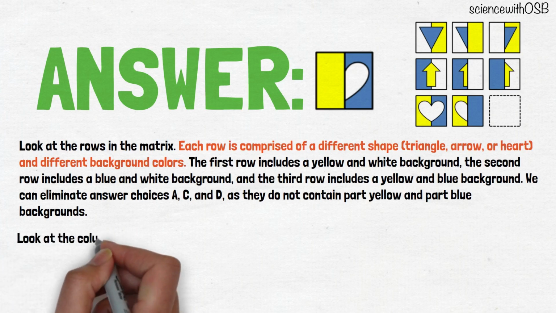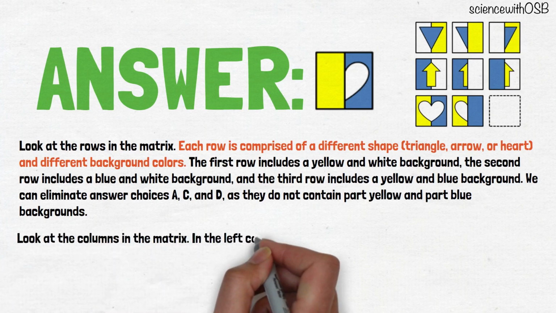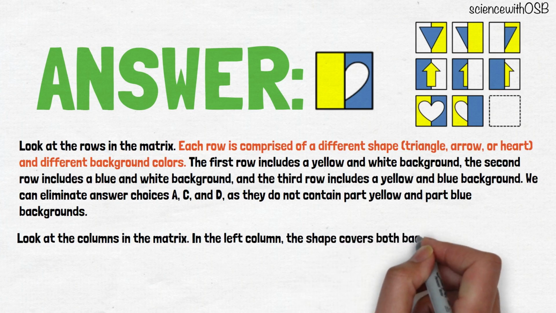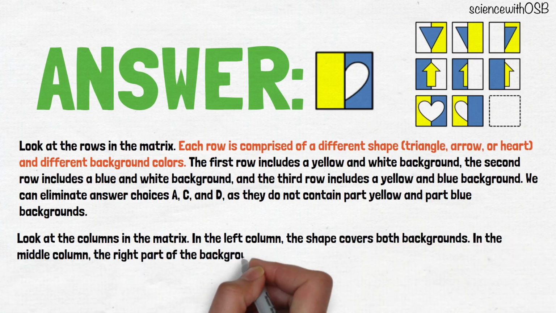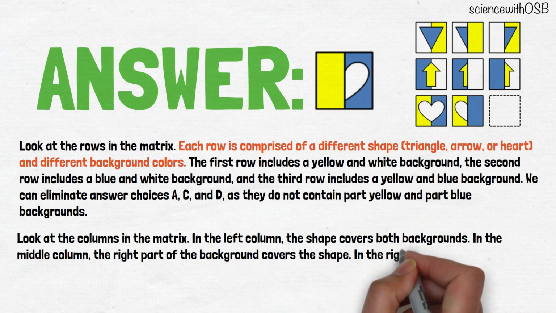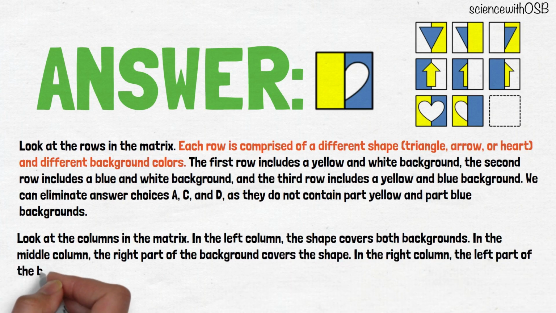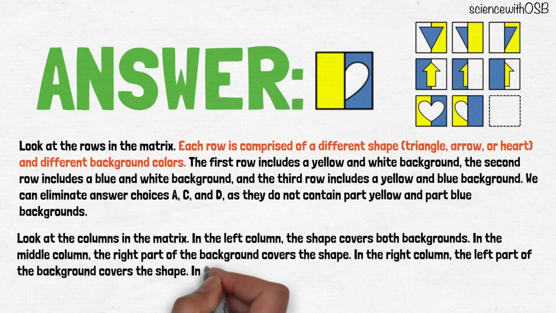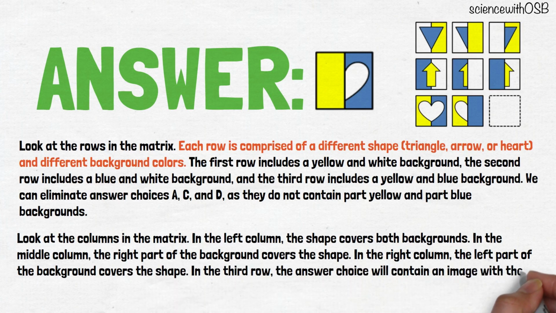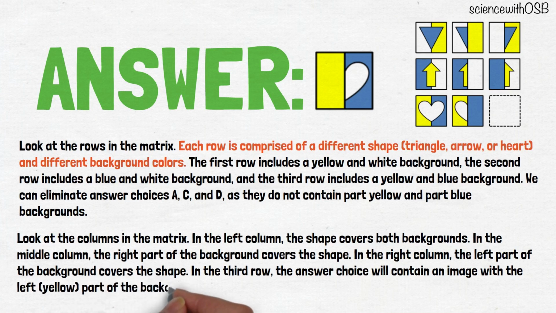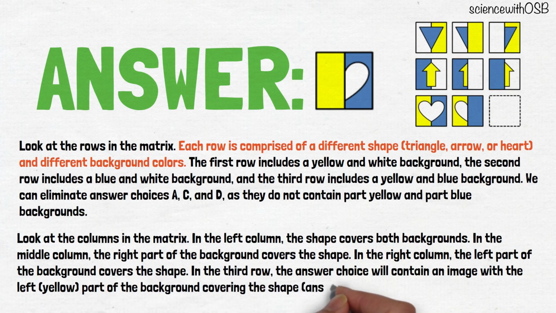Look at the columns in the matrix. In the left column, the shape covers both backgrounds. In the middle column, the right part of the background covers the shape. In the right column, the left part of the background covers the shape. In the third row, the answer choice will contain an image with the left yellow part of the background covering the shape, leaving us with option 5.